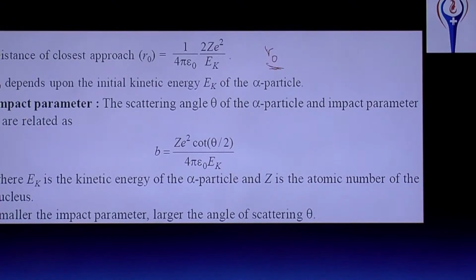And the impact parameter: the scattering angle theta of the alpha particle and the impact parameter b are related as b equals Ze square cot theta by 2, divided by 4 pi epsilon naught Ek. Ek is the kinetic energy, Z is the proton number or atomic number, e is the magnitude of charge, theta is the angle, and epsilon naught is the permittivity of free space or vacuum. The smaller the impact parameter, the larger the scattering angle. If the impact parameter is small, then the scattering angle will be more. Or if the scattering angle is more, the impact parameter will be small.